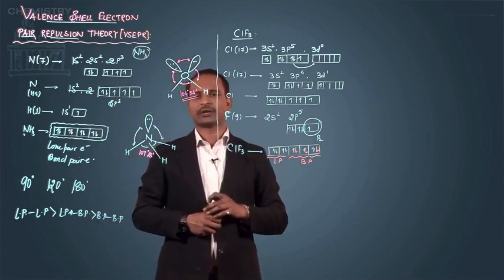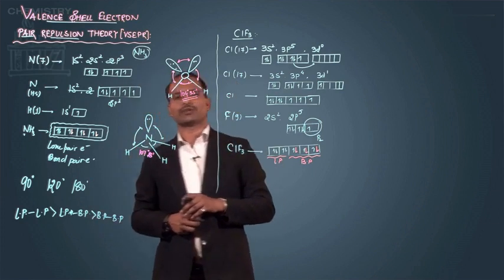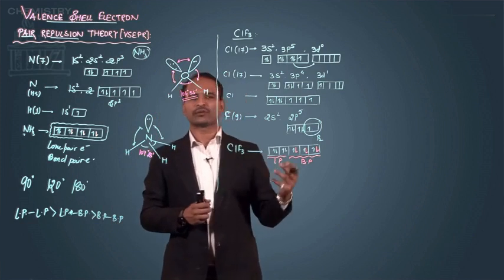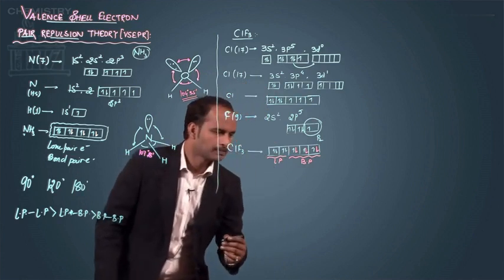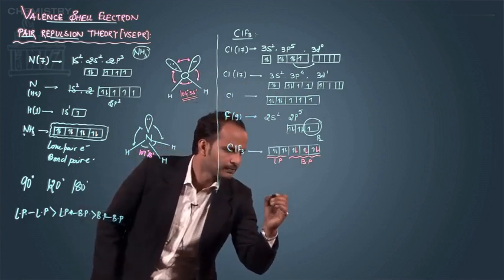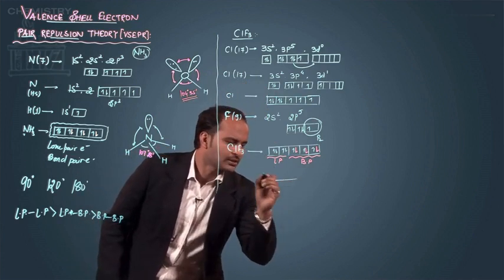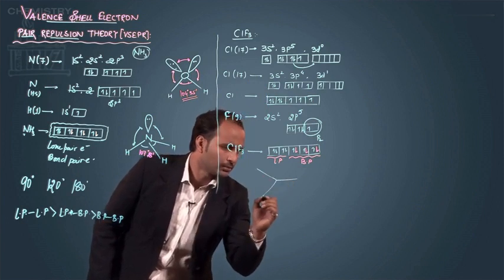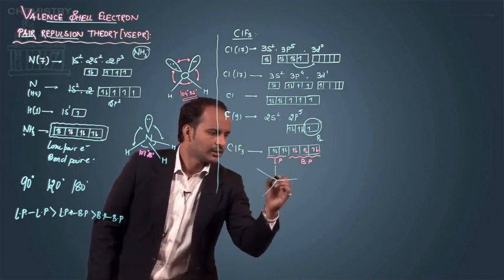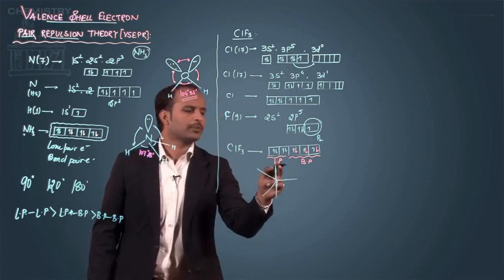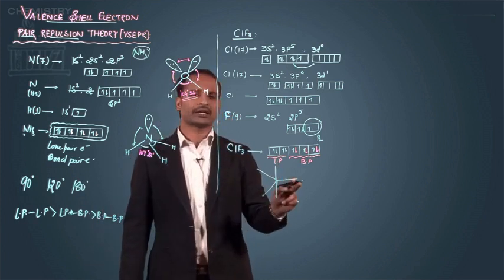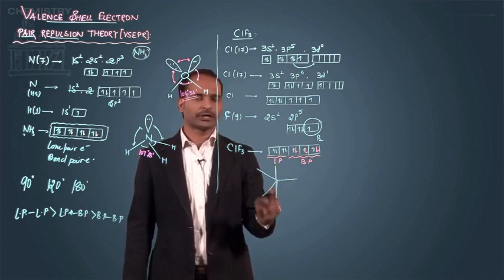So the shape of the ClF3 molecule: there are a total of 5 electron pairs, and if it is 5 electron pairs, then the shape will be trigonal bipyramidal. The shape is something like this. This is a trigonal bipyramidal, and these are the other two. That means these three are in the same plane, and these two are perpendicular.